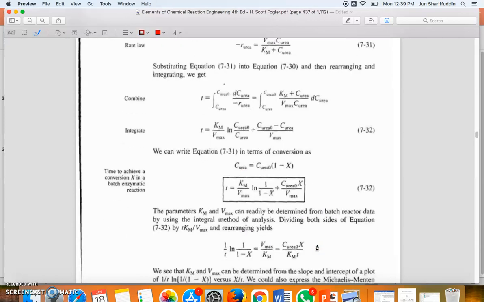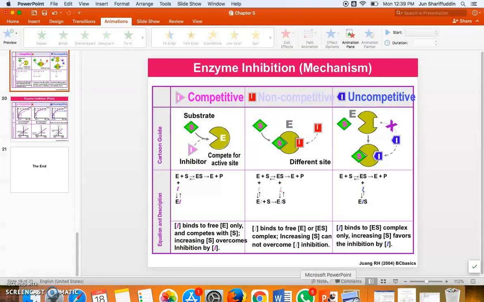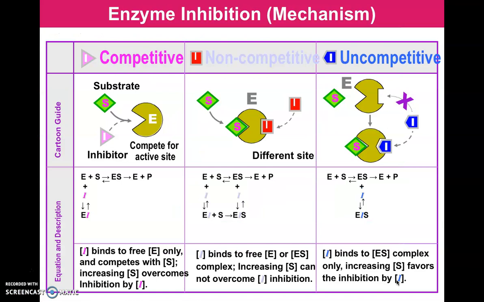The next one, I'm going to focus on the enzyme inhibition mechanism. From your textbook, you may refer starting from page 413. In the enzyme inhibition mechanism, you will have three types of inhibition mechanism, which are competitive, non-competitive, and also uncompetitive.